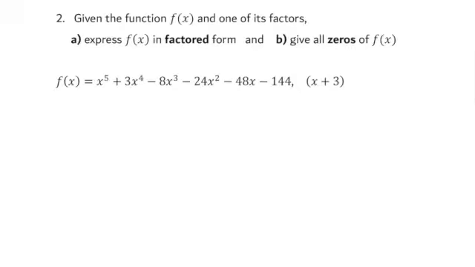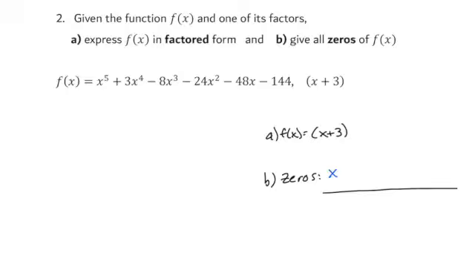All right, so here's number 2. Express this in factored form. Now this is an x to the 5th, right? So this should have 5 zeros. And we know that x plus 3 is one factor of this. So we got some work to do with this. And for part B, for our zeros, of course, that x plus 3 is going to yield x equals negative 3. And that's all we got right now.